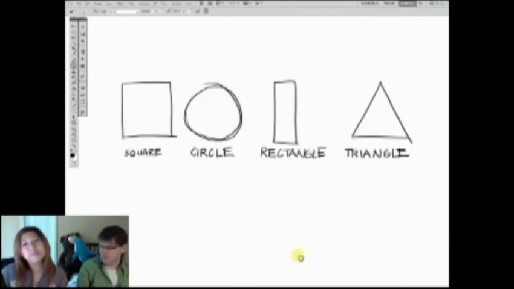So the theory behind basic shapes is that any complex form, such as a person or a series of buildings or an animal or a mechanical device, can be represented as a combination of simple shapes.